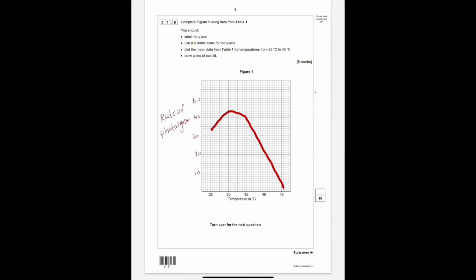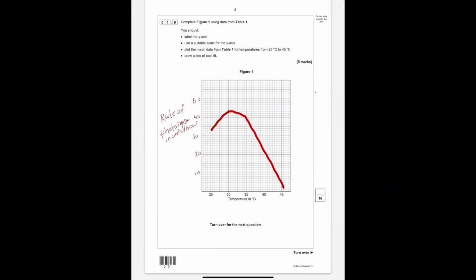Okay, so we had to plot the results over here. So it's asking you to label the y-axis. You have to do the scale for the y-axis, and this is the rate of photosynthesis in centimeter cube. You need to put the units there as well, which I'm doing, in centimeter cube per hour. And here's the temperature. This is my scale, just on a basic graph, and this is what your graph would look like. So you have to plot the points onto the graph.